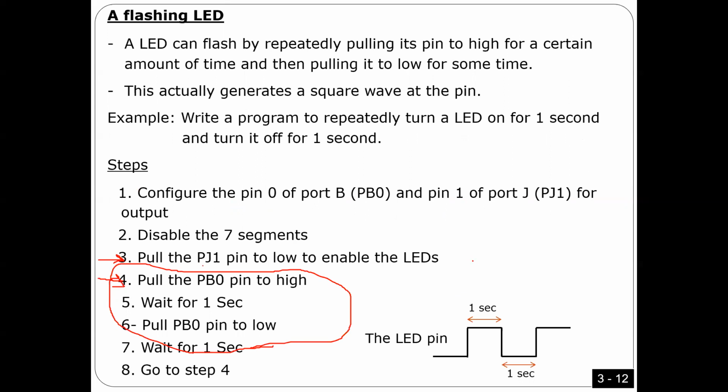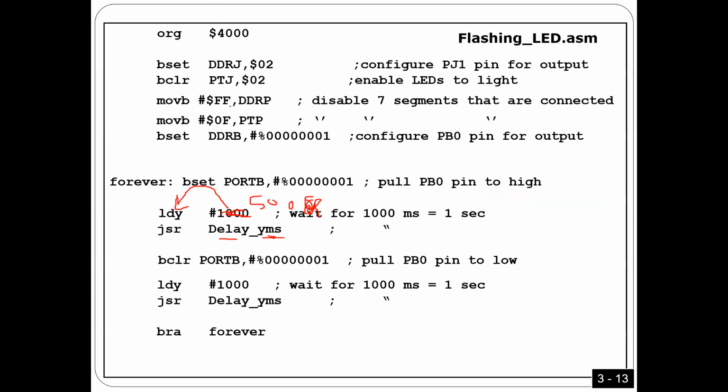So I pull the pin, I turn the LED on, and then I wait for some time. I can control how much time I wait, right? Then I turn it off, wait some time, and repeat. Is that okay? Very easy. You can just control this number here. Any questions so far?